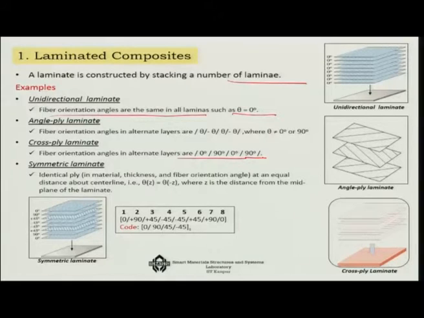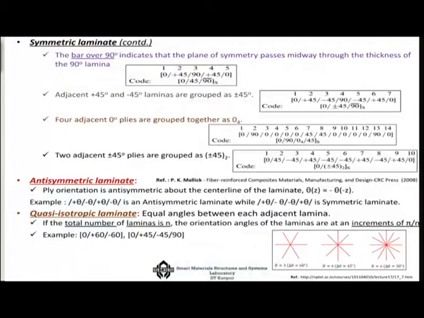If you want to put any other arbitrary angle of the fiber, then we will call it angle ply laminate, which is like theta, minus theta, theta, minus theta, etc. And more importantly, you can stack them in such a way that with respect to the mid plane, they can be either symmetric or unsymmetric. So there are many variations that you can develop, and each has its own characteristics.